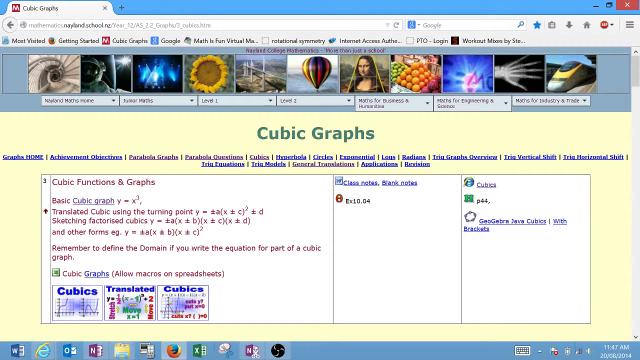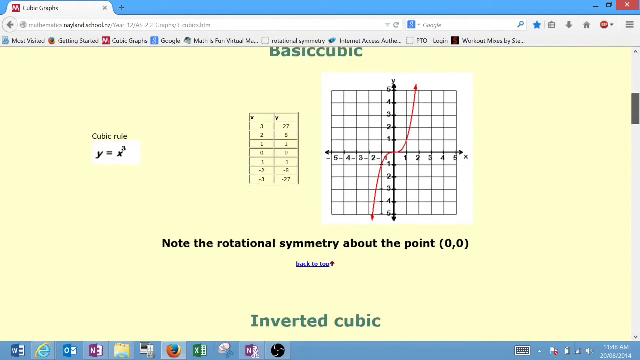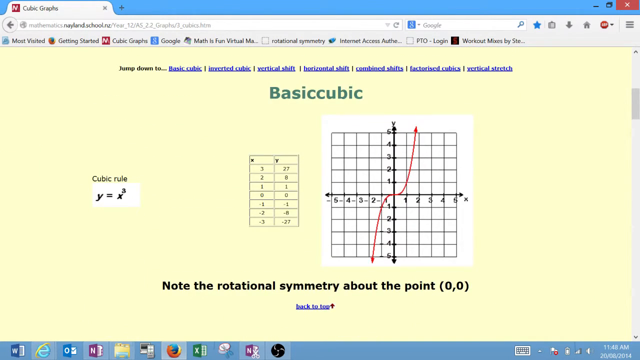All right, this website, I'm pretty sure you have a link to it from last semester. We did this website for quadratics, and today we're going to look at it for cubics. So, first one, x cubed. That's what it looks like. That's just what we need to know about. That's what x cubed looks like.